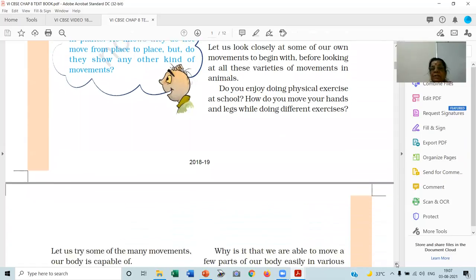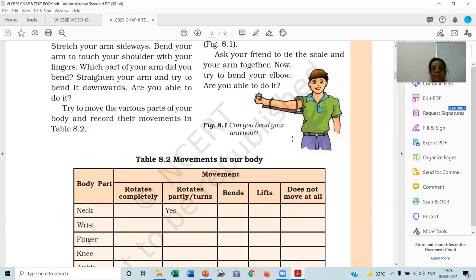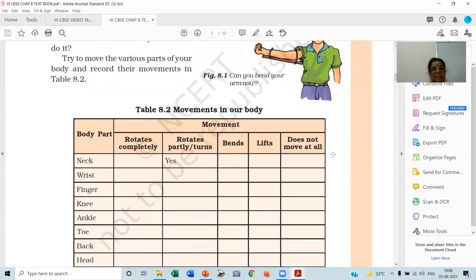And human body and its movement, I have said a lot already. Can you bend your arm now? Now see, this boy stretched his hand and tied it with the scale. Now can you bend his hand? Not possible. Clear? Already I have given in detail. Now in the table, the neck rotates completely.